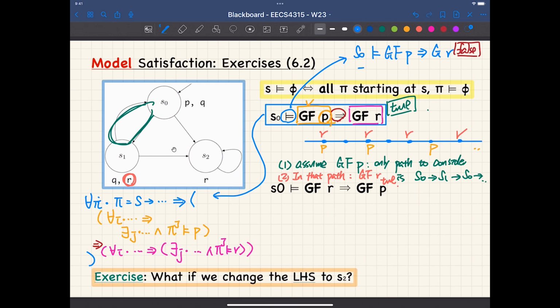So now some justification. For S0, S1, dot, R is not continuously true. Okay, it's not. All right. Okay, that's all good. And let's now consider one more, and then we take a short break.